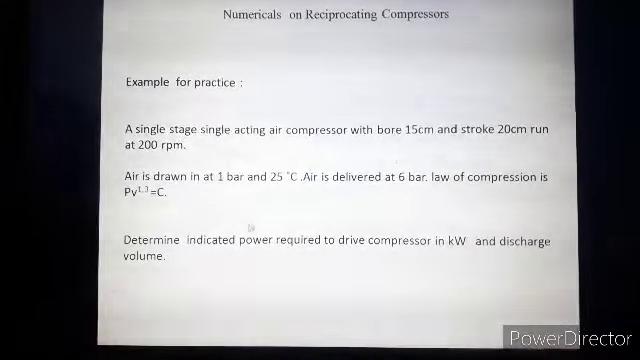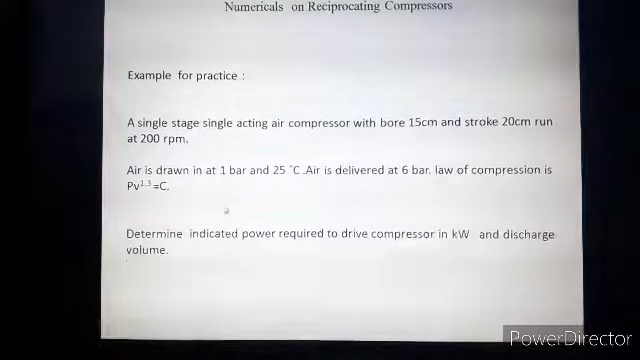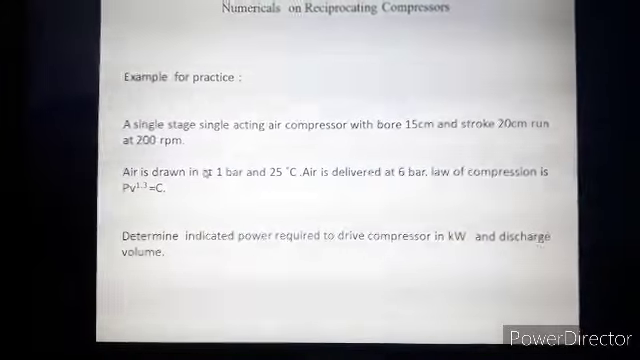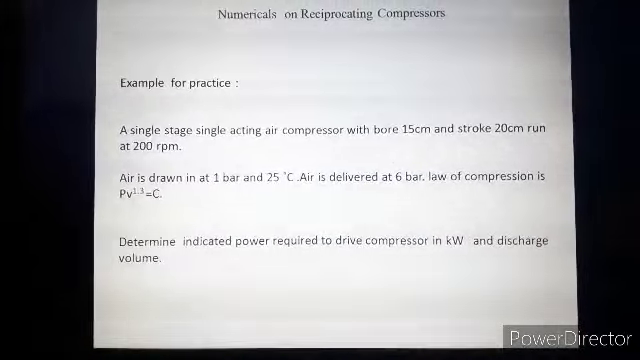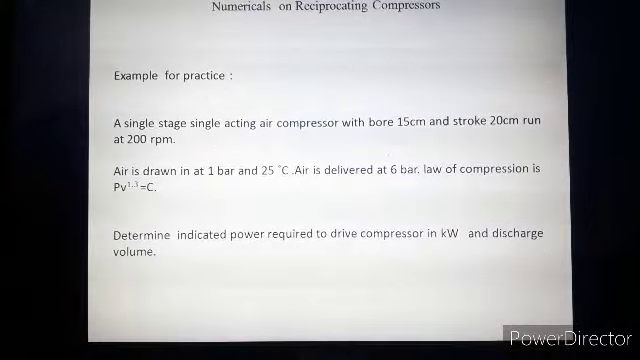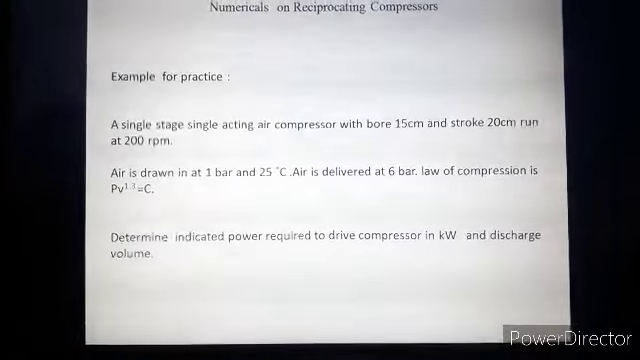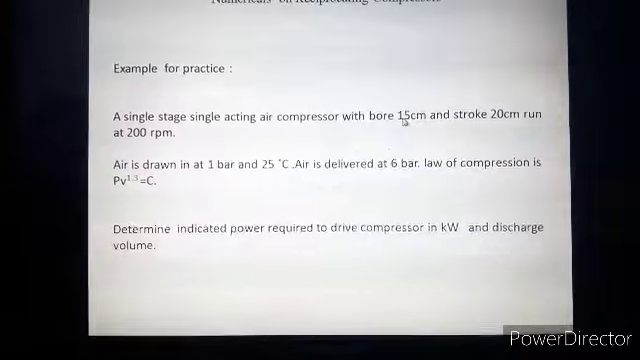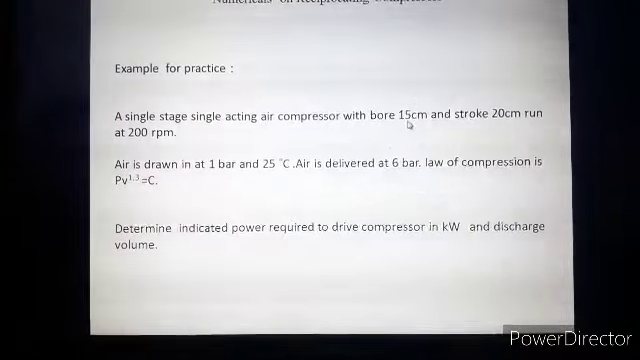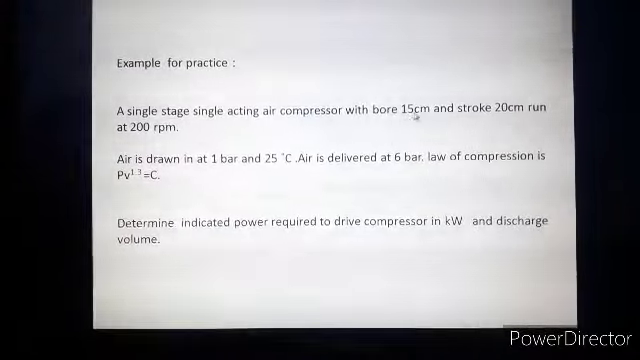Now this numerical you have to practice at home. I will just suggest the data and how to proceed, and the rest of the practice you have to complete at home. Here it is a single stage compressor. This is the diameter D, it is 15 centimeter. So convert this diameter from centimeter to meter, so it is 0.15 meter.